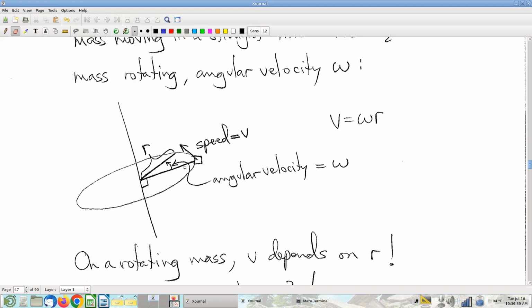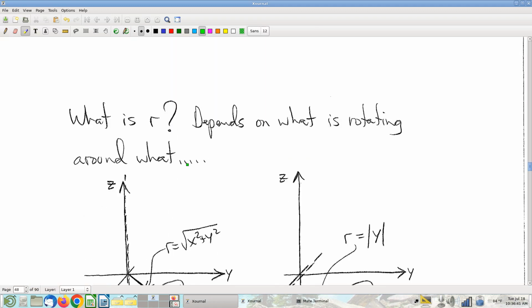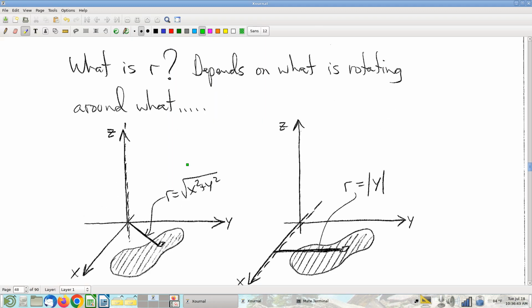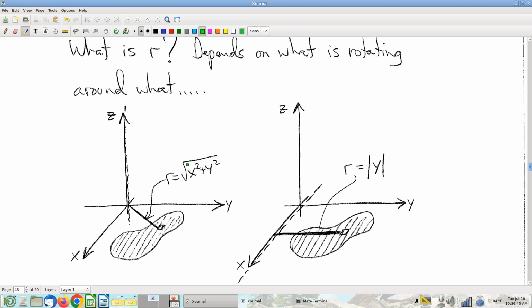Doesn't matter. That's fine. Okay. So now, you do have to be careful with that R. Sometimes the R is good old cylindrical coordinate R, namely distance from the z-axis. But that's only if you're rotating around the z-axis. If you are rotating around the z-axis, then yeah, cool, R is familiar.